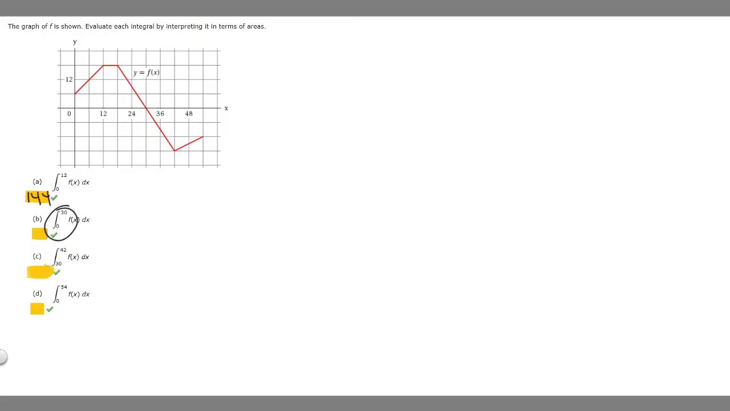Now let's find it from 0 to 30. So 0 to 30 is just going to be all the way to here. So we basically want to find the area of all of this. And we know that up until here, it's 144. So we're just going to take this 144 and then add it to the area of all this. So let's find the area of this part right here.